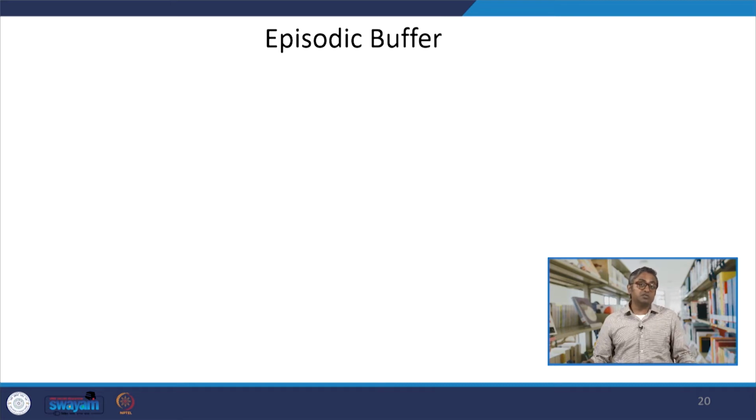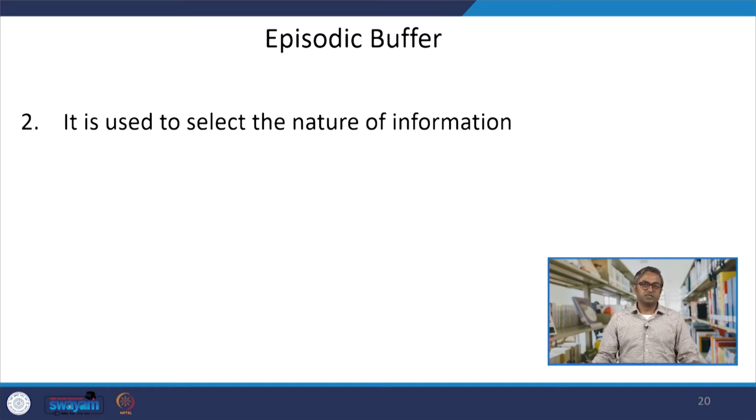But the transference is not so easy. Any information from the phonological loop or visual spatial sketchpad cannot directly move to the central executive system. Something is used to select the nature of the information. Who is deciding which information should go to the central executive system? The episodic buffer decides that. It ensures whether auditory information should go, or visual information should go, or any other type of sensory information should go.